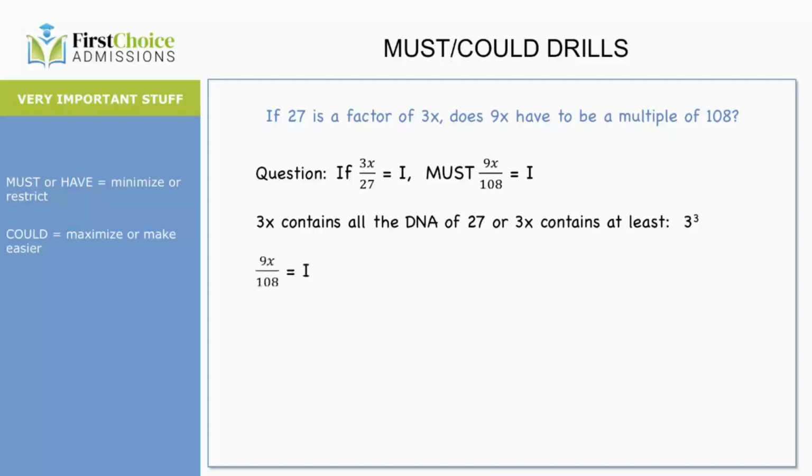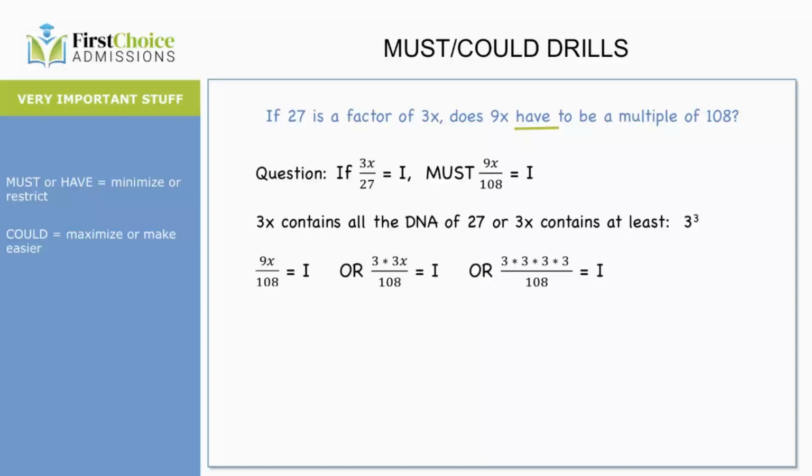Okay, so we're asked, is 9x over 108 an integer? Well, that's the same as 3 times 3x over 108. Is that an integer? Well, okay, well, let's take a look at this 3x business. Do we want to load up 3x with as much DNA as we possibly can, or with as little DNA as we possibly can? Well, we have the word "have," so we want 3x to have as little DNA in it as possible. So we're going to replace 3x with 3 times 3 times 3, which means on our numerator we get 3 times 3 times 3 times 3, that's our 3x, over 108.